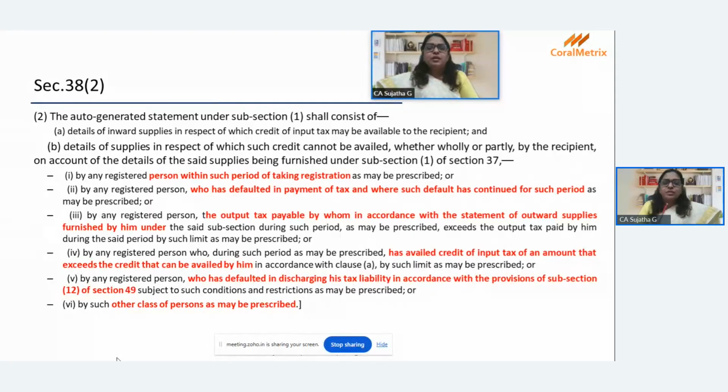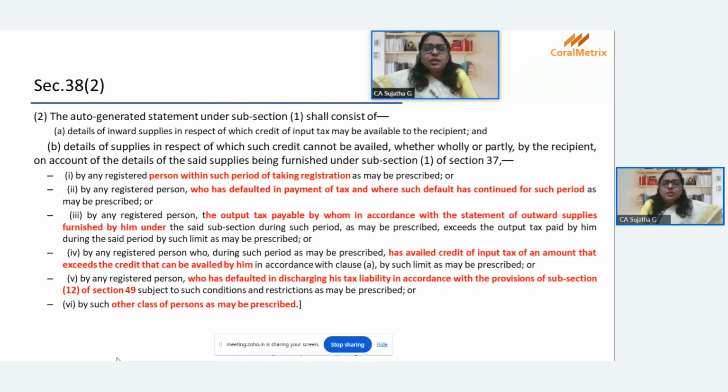Second, a person who has defaulted in payment of tax and where such default has continued for such period. How do you know he has defaulted? You do not know whether he has defaulted. What kind of default? Probably he has not paid his demand dues, or he has not paid his penalty. We do not know. I have availed only his services. I do not know his history. I do not know why he has not paid. What are his other financial prudence? But still, there is every possibility that your input tax credit could be at stake because of his conduct.